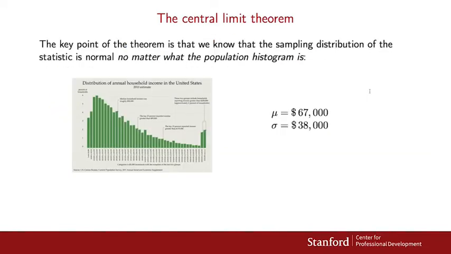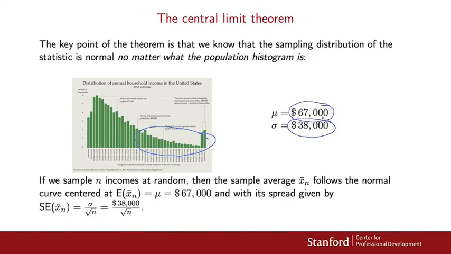The reason why the central limit theorem is so important is that it shows that the statistic has a normal distribution no matter what the population histogram is. Let's look back at the distribution of annual household incomes in the United States. We saw that this distribution is very much skewed to the right, so it's very far from normal. The mean of the household incomes was $67,000 and the standard deviation was $38,000.